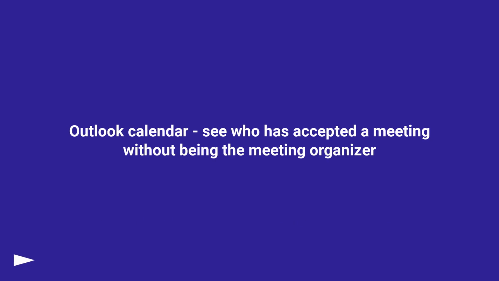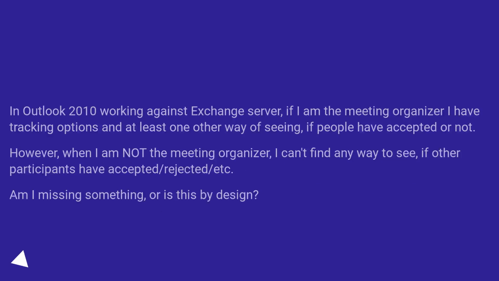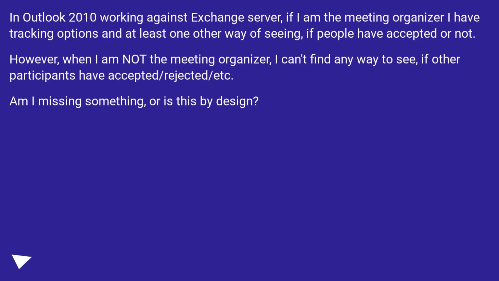Outlook Calendar. See who has accepted a meeting without being the meeting organizer. In Outlook 2010 working against Exchange Server, if I am the meeting organizer, I have tracking options and at least one other way of seeing if people have accepted or not. However, when I am not the meeting organizer, I can't find any way to see if other participants have accepted/rejected/etc. Am I missing something, or is this by design?